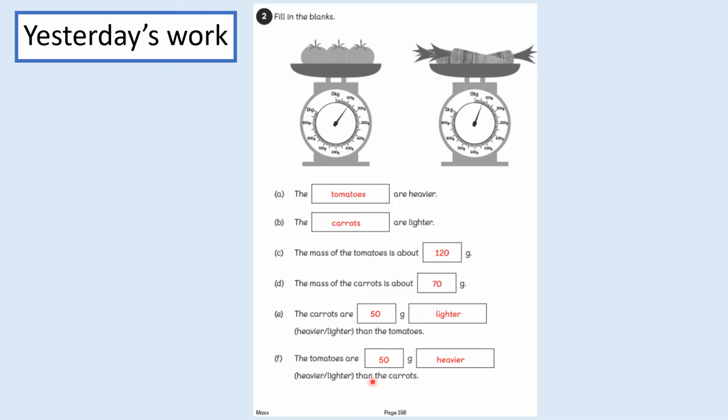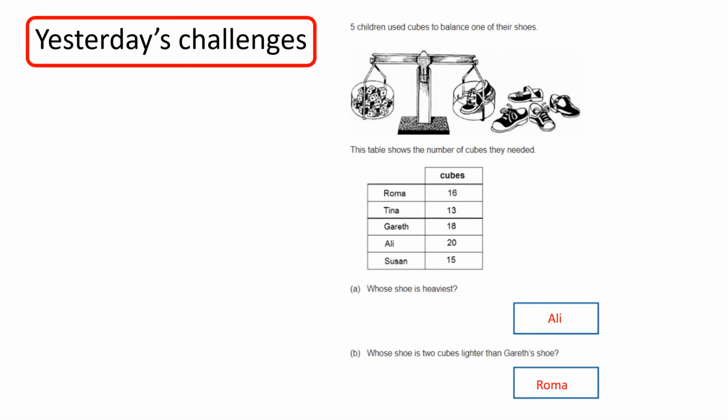And again, like on the previous page, here you were finding that difference again. So you may have counted on from 70 to 120 to give you 50 grams, or you might have done 120 subtract 70 to give you 50 grams. Well done, everyone. Okay, and on to yesterday's challenges next. Really well done if you had a go at these.